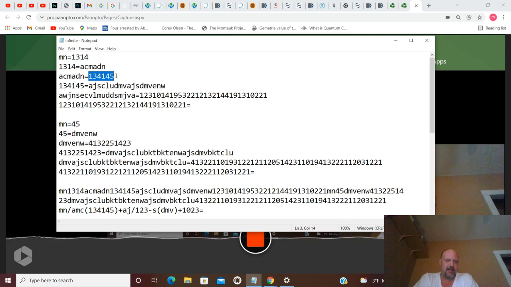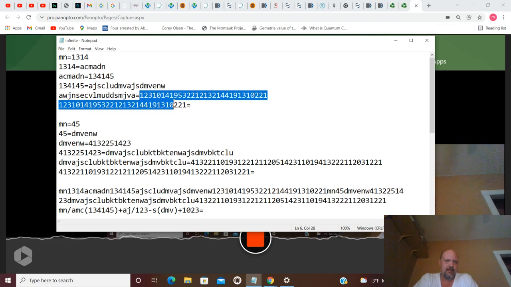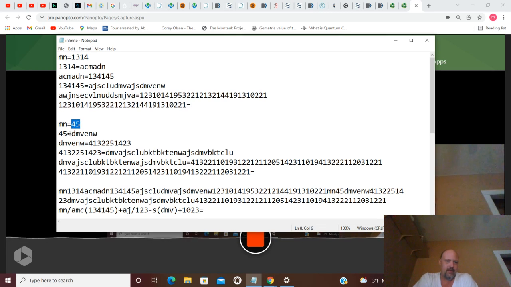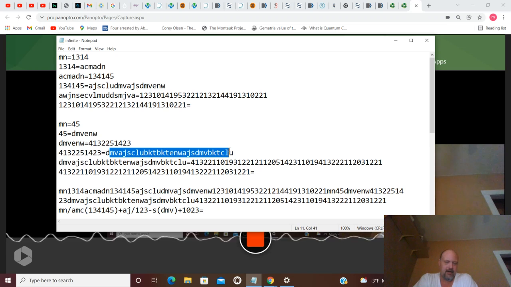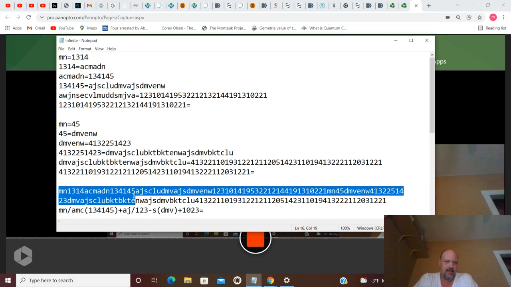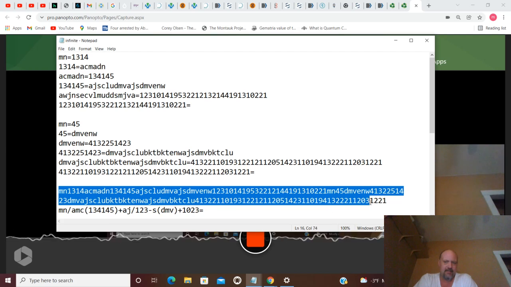And then you could break that down again into numbers, and then back to letters, and then back to numbers, and you could go on to infinity. You could do the same thing if you started with numerology side, 45, DMVENW, and then convert that back to numbers and then back to letters. And this could go on infinitely, and eventually you could smash these numbers and letters together and run categories again.